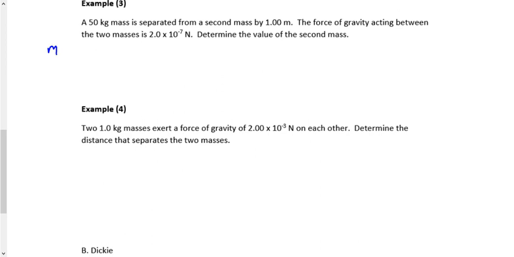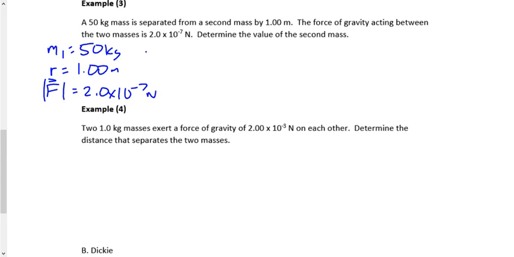I'm going to say that M1 is 50 kilograms. I'm going to say that R, the distance that separates them, is 1.00 meters. And I'm going to say that the force of gravity that acts between the two masses is 2.0 times 10 to the negative 7 newtons. I want to find the value of M2. Same equation applies here, but I'm going to have to do some algebra and rearranging.